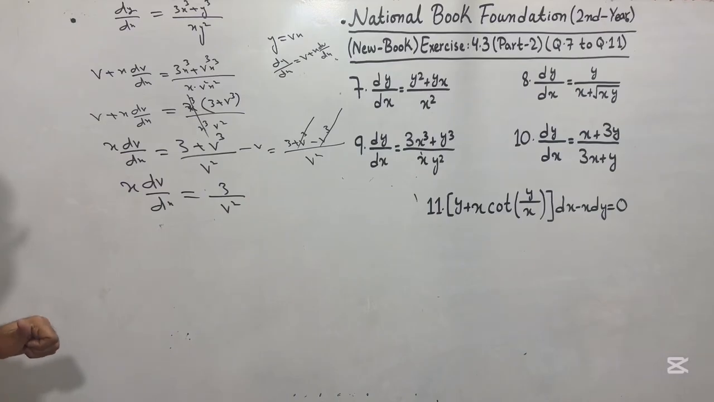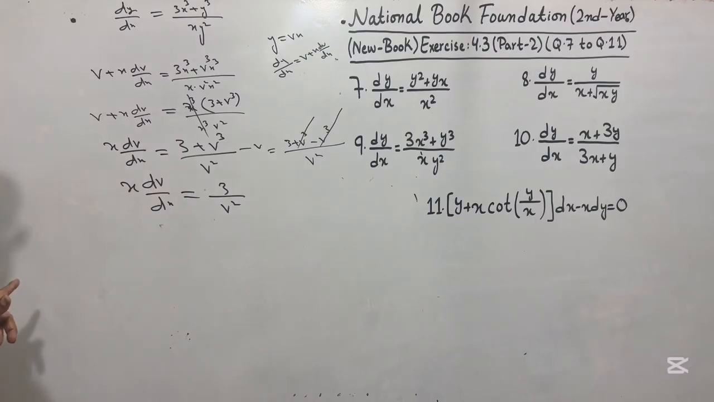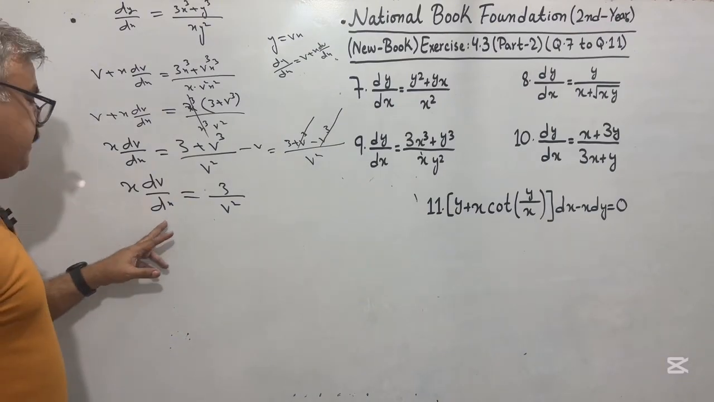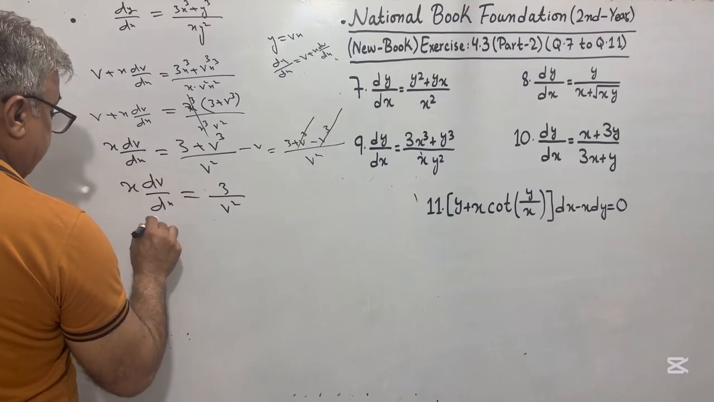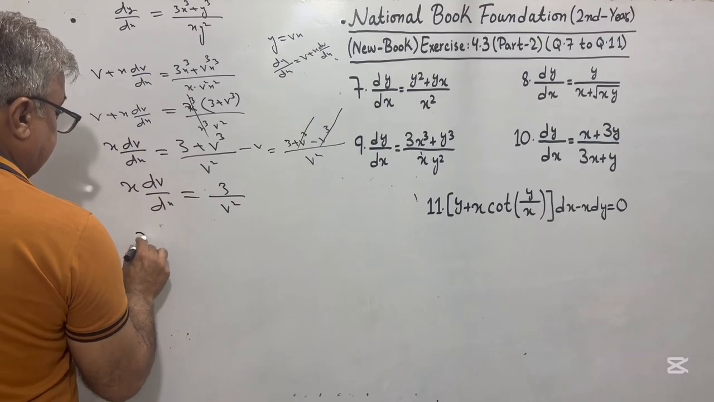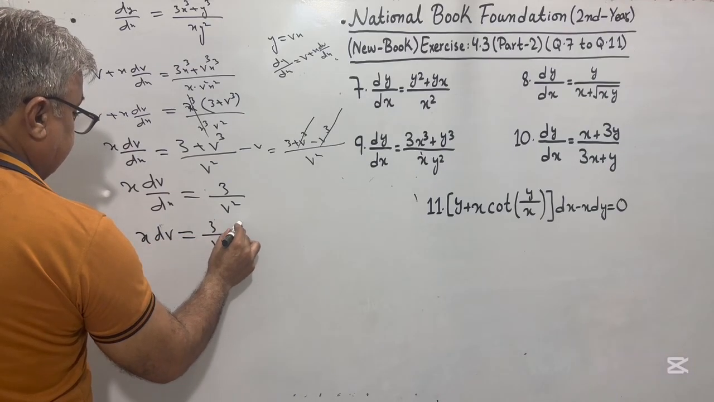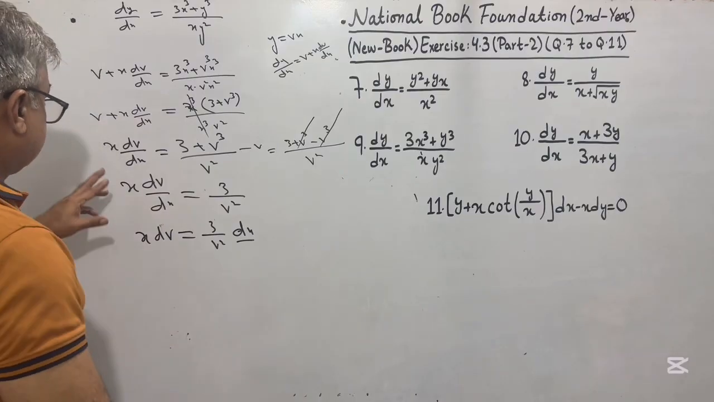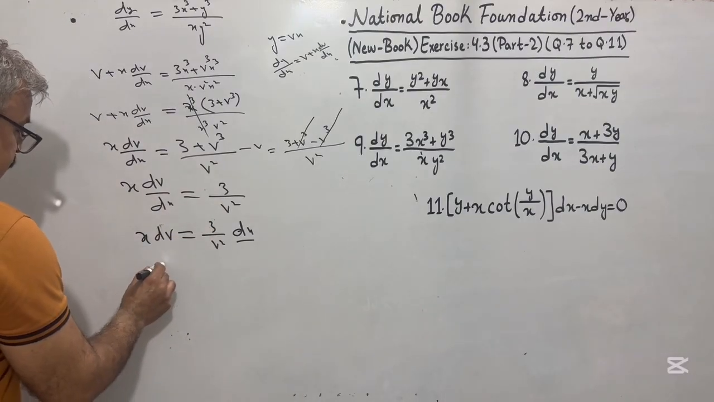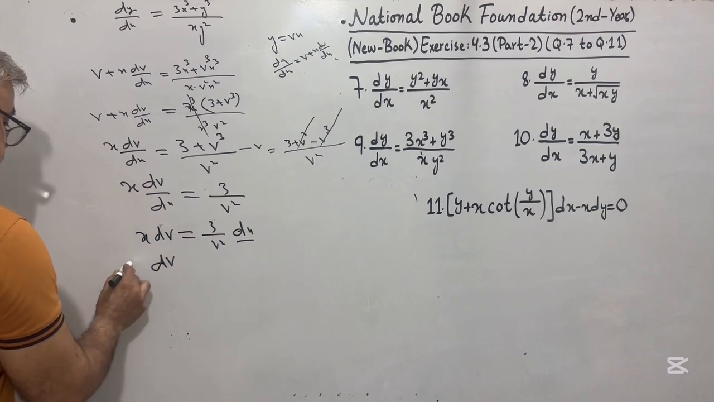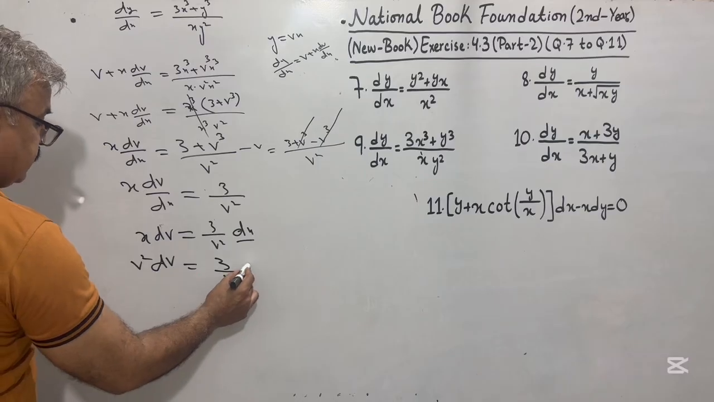We need neither dv in the denominator nor dx. dv is already in the numerator, it's good, cool for us. Shift dx towards the right, as we have to switch from division to multiplication, from denominator to numerator. x times dv is equal to 3 over v square dx. dx suits all x terms, dv suits all v terms. With this transition, we have v square times dv equals 3 over x times dx.